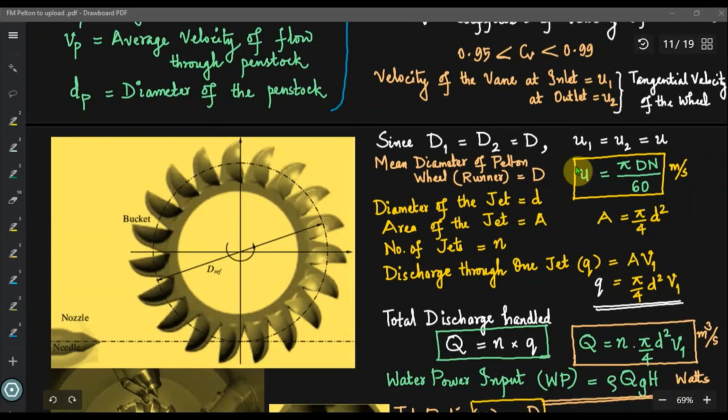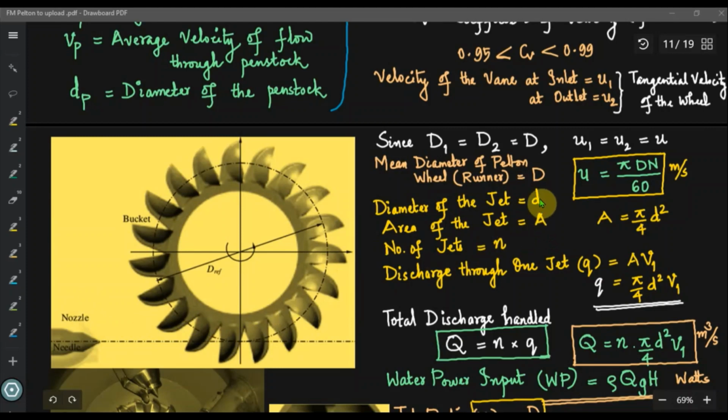We already know that the tangential velocity of the wheel, or the velocity of the buckets at inlet and outlet, are the same, and that is equal to pi dn by 60. In the case of Pelton wheel, we know that d1 is equal to d2 is equal to, say, a common diameter d. And here from this diagram you can understand what is d. In this diagram, the diameter of this circle represents the effective diameter of the Pelton wheel, also known as the mean bucket diameter. The nozzle central line is represented over here.